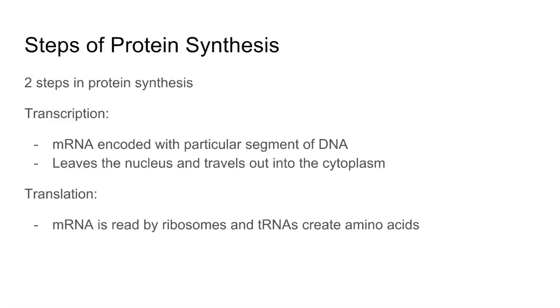Now let's get on to the steps of protein synthesis. There are two steps to protein synthesis: transcription and translation. Transcription is the step where a particular segment of DNA is encoded into mRNA, which then travels out of the nucleus and into the cytoplasm. Translation, on the other hand, is the step where the mRNA is read by a ribosome and then tRNAs come along and produce amino acids accordingly.